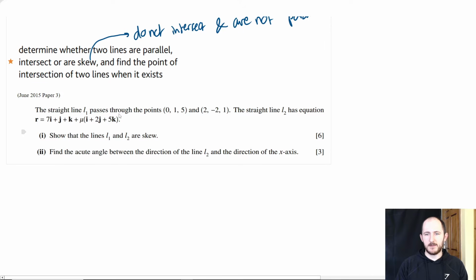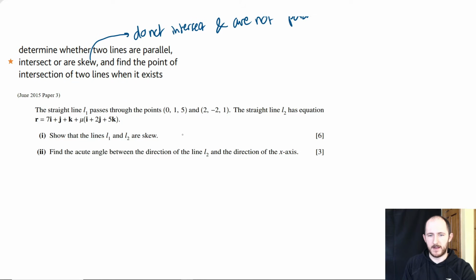So the line passes through these 2 points, and the straight line 2 has equation like this. So again, that's our equation of a straight line. So this is our B. Show that lines L1 and L2 are skew. Okay, the first thing you want to do is you want to write equation L1 as an equation of a line, right?